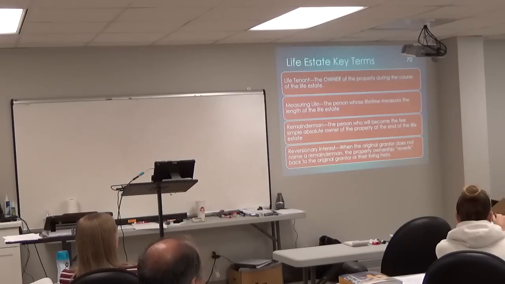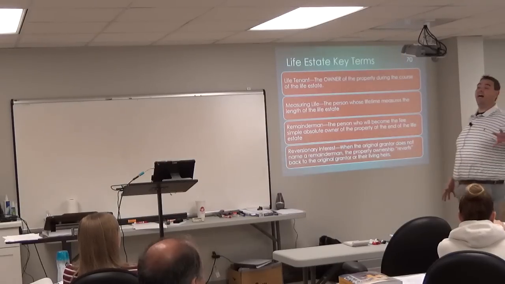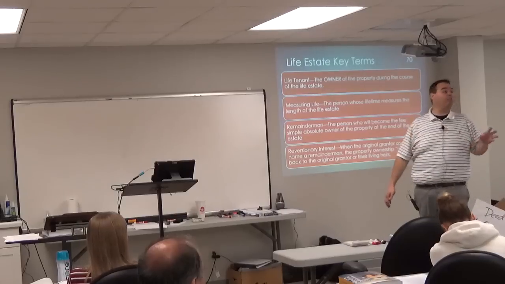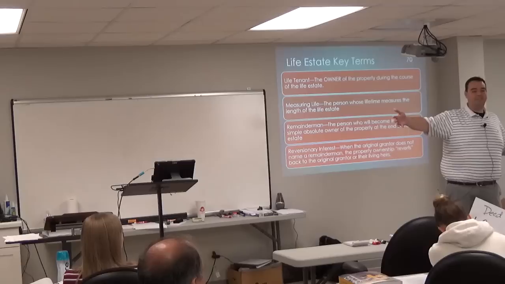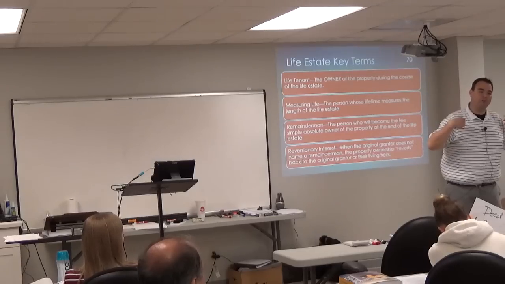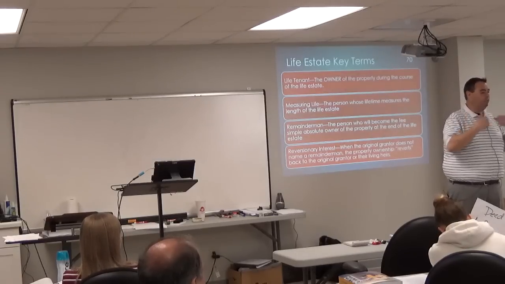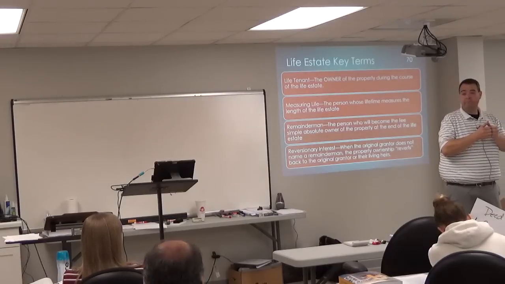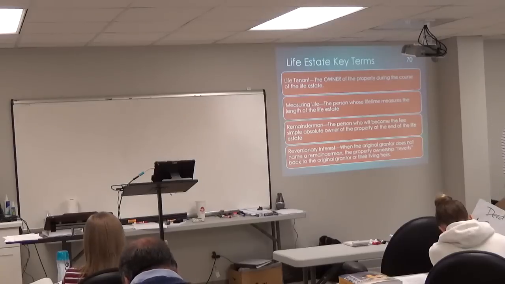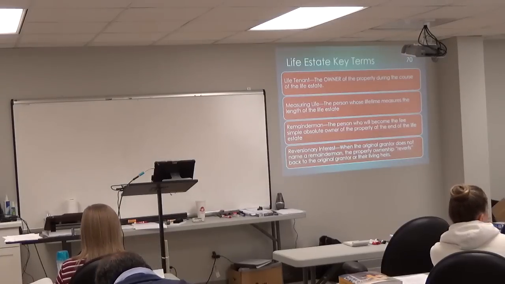So if the original grantor specifies where it's going to go, we call that a remainder interest. If the original grantor just sort of leaves it fill in the blank, it's called a reversionary interest. It comes back. It reverts back. Is everybody following on that? Okay. So label them real quickly for me.